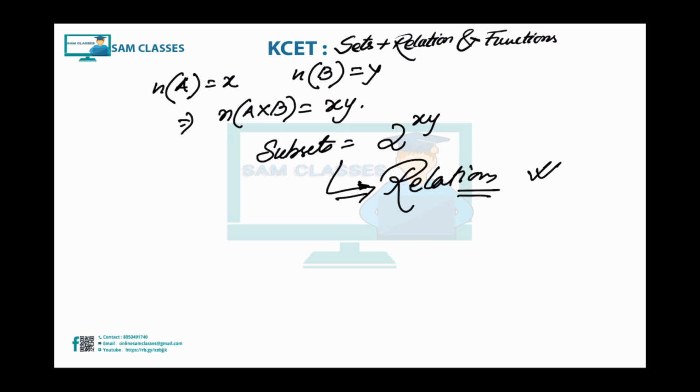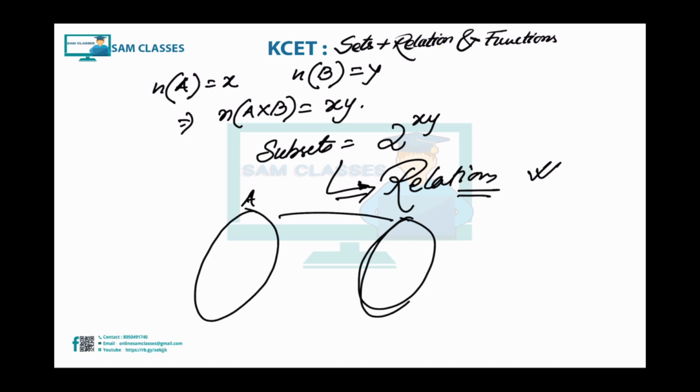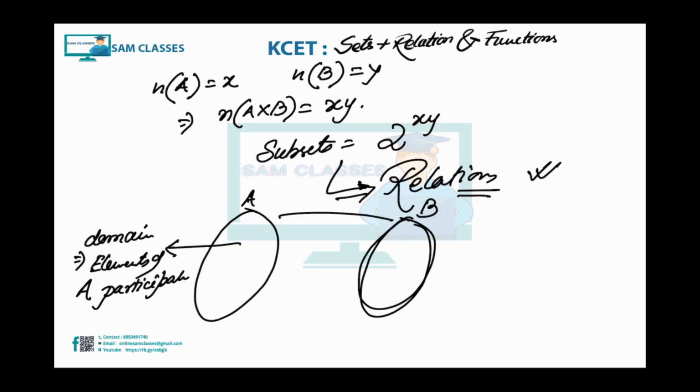Now, let's recap the domain and range. Let's say we have a set A, which is having a Cartesian product with B. So what is the domain? The elements of A which are participating in the relation. Domain is nothing but elements of A participating in the relation, or the input ones, whatever we are putting as the input.